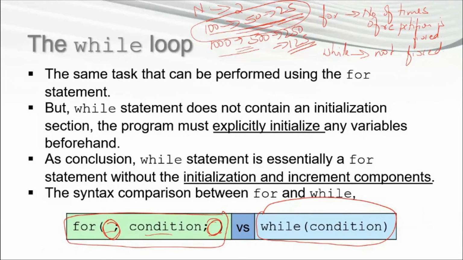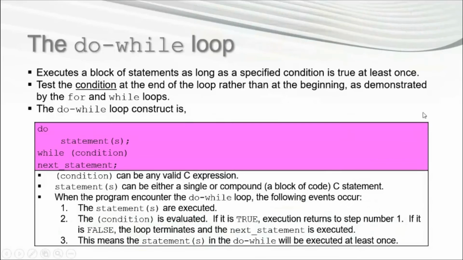Now let's come back to our presentation. So the next is the do while loop. In the case of the do while loop, the condition checking is given at the last. In the case of the for loop as well as the while loop, the condition checking was given initially. That is, first the condition is checked, then the block of code is executed.